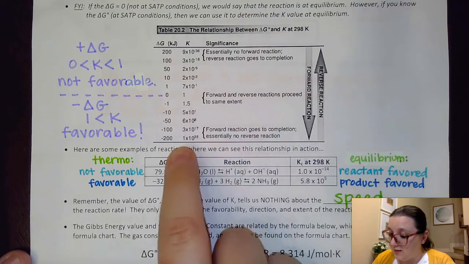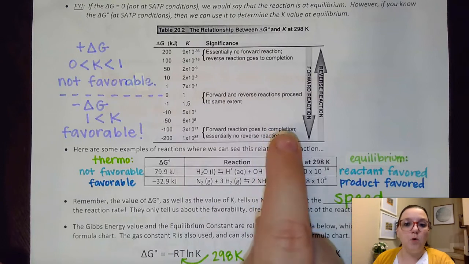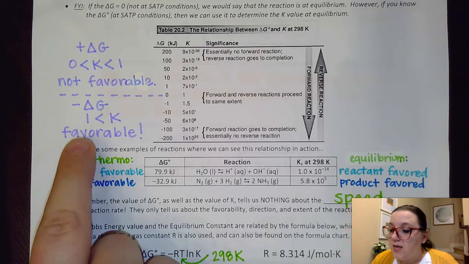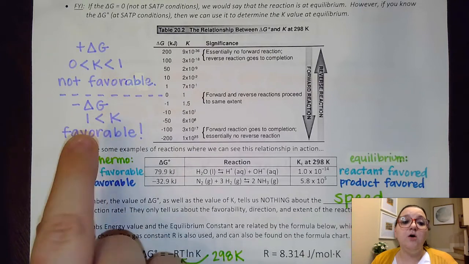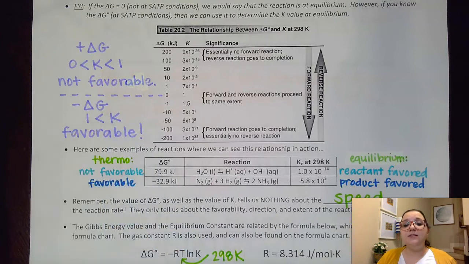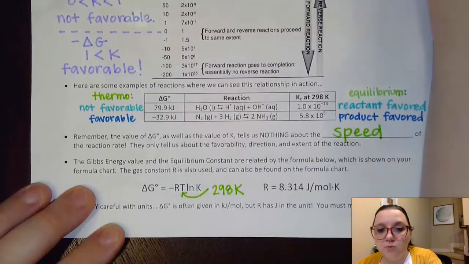And the bigger it gets, that means the more we're going towards completion, the more we're going to the product side of things. So that forward reaction towards the products is becoming more and more favorable. And so what that means here is that a negative delta G would have a K value that's greater than 1.